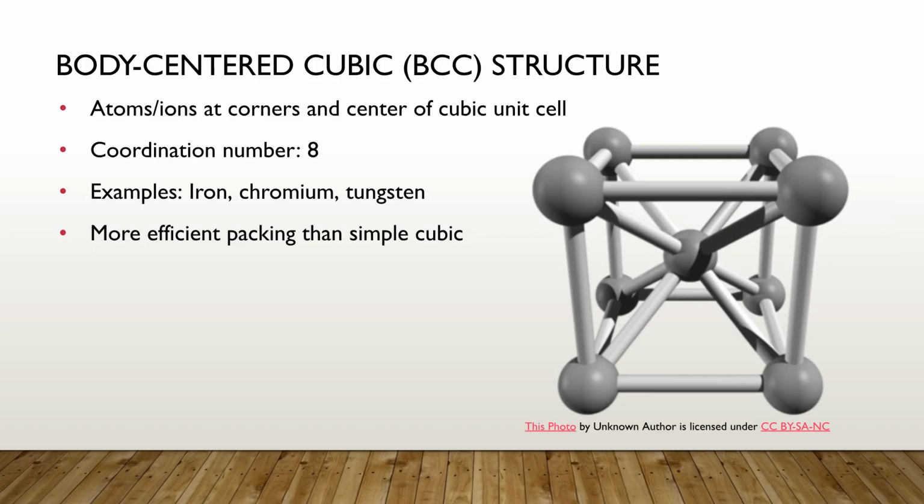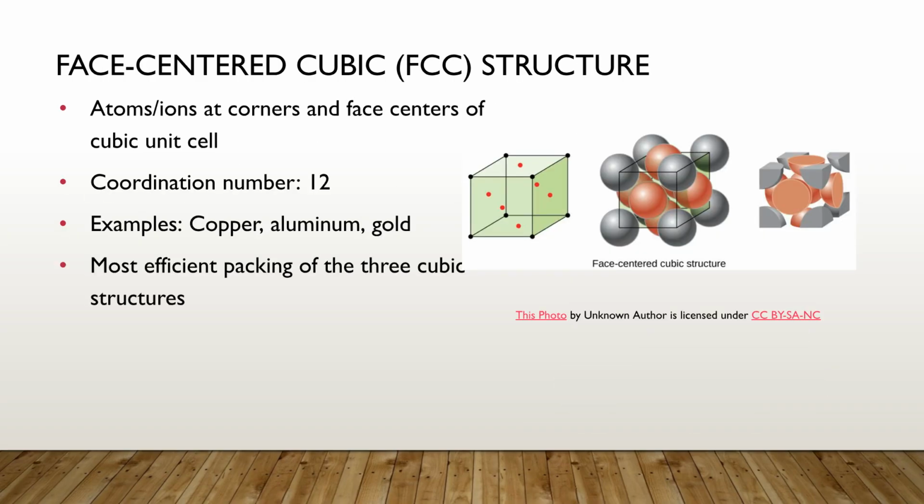The body-centered cubic, or BCC structure, has atoms at the corners and one in the center, giving it a coordination number of 8. It exhibits more efficient packing than the simple cubic structure. The face-centered cubic, or FCC, structure has atoms at the corners and in the center of each face. With a coordination number of 12, it represents the most efficient packing of the three cubic structures.